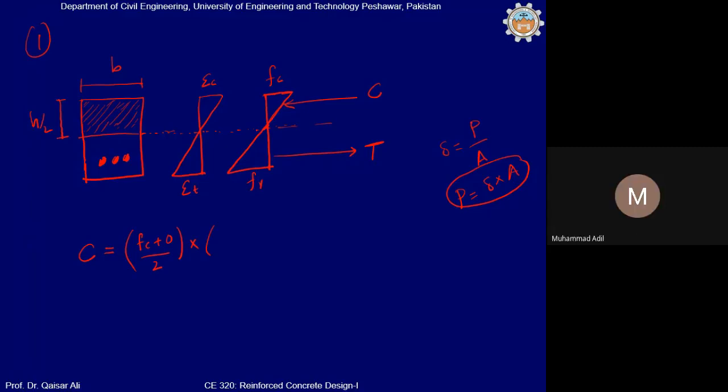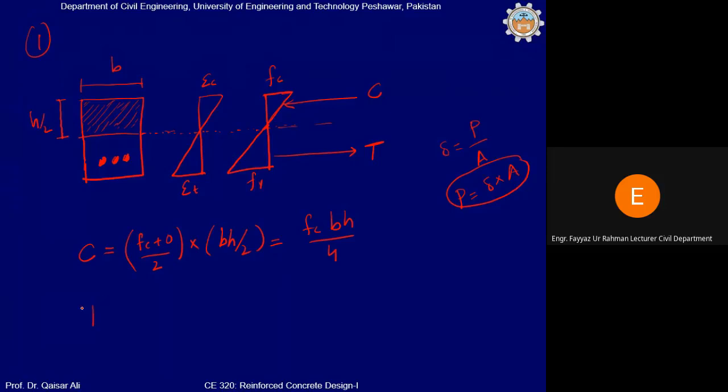Quickly, shabash. BH by 2 is equal to BH divided by 2. So C is equal to FC. If we simplify this, it becomes BH divided by 4.